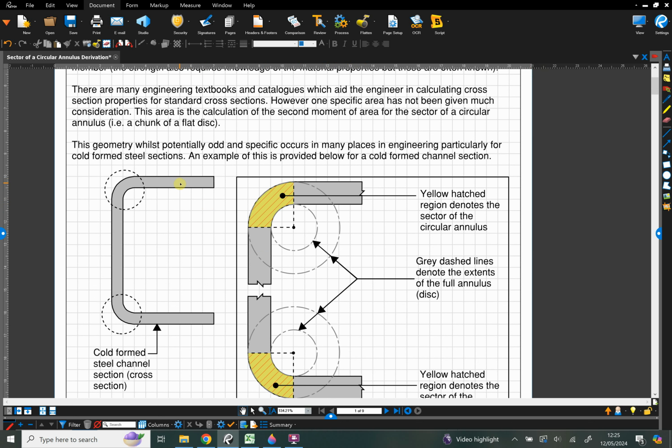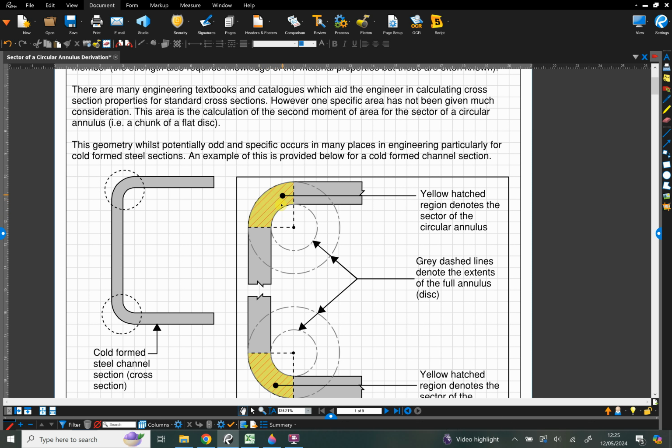You see these get used for wind posts, for stud work, even some structural members end up using channel sections. And you'll notice that these corner bends here are effectively this annulus section that we're interested in. Effectively, it's a chunk of a flat disk in here. You can see this zoomed out view over on the right here with this yellow region highlighting the area that we want to look at.